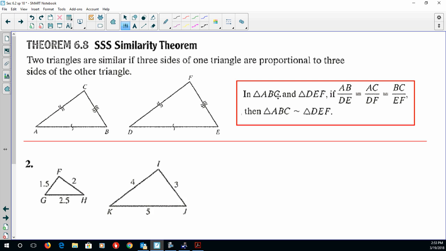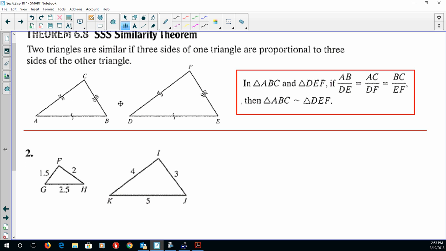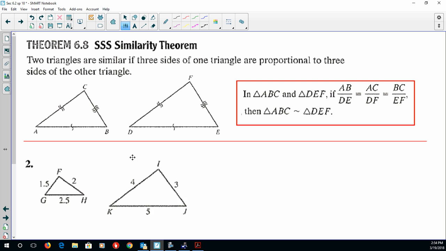And the example to work here is number 2. Okay. And I didn't write down all the directions here. You're supposed to figure out what triangles are similar and why. Well, here on number 2, triangle FGH is similar to triangle IJK. And the reason is, well, to take a look at the corresponding sides. FG. Okay. FG corresponds to IJ.